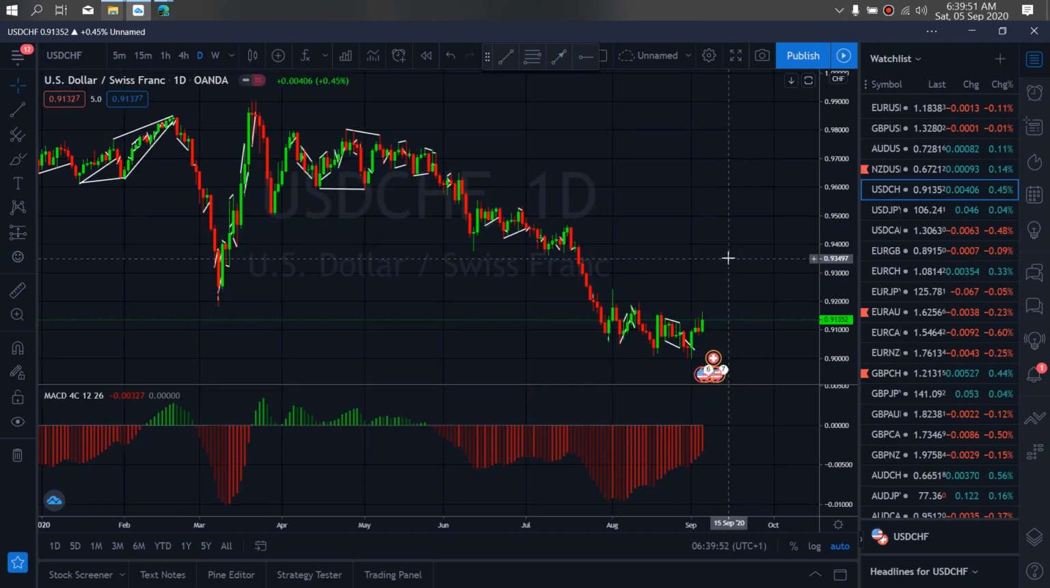On dollar swiss for this week, dollar swiss on the daily at present, I keep looking at this as potentially a flat of this bigger potential running flat here.